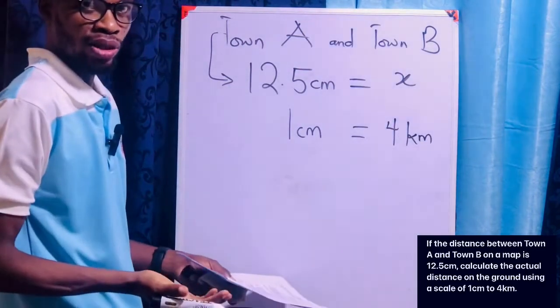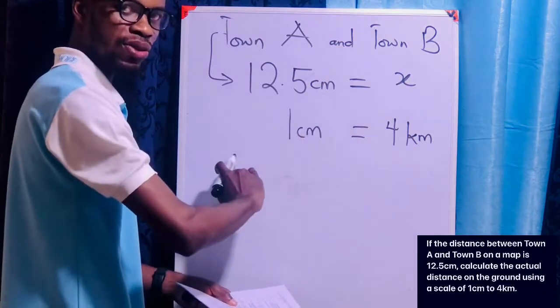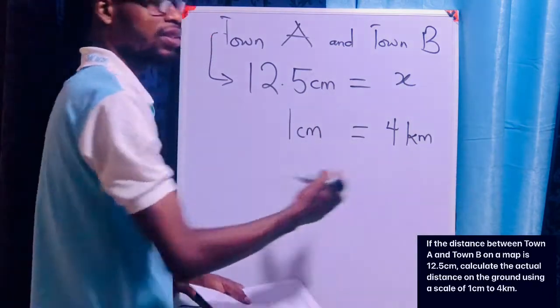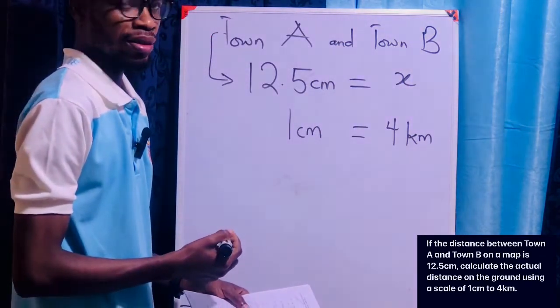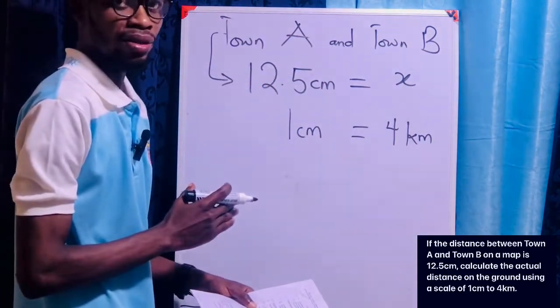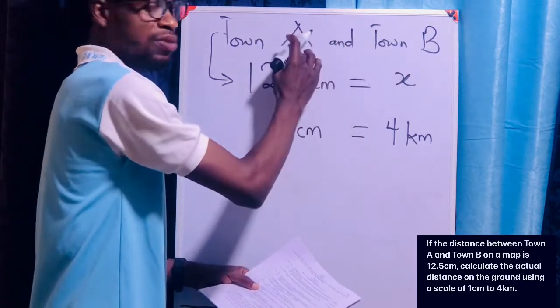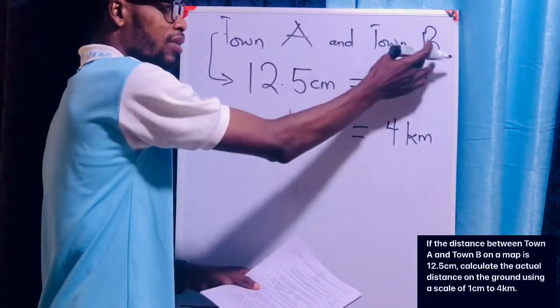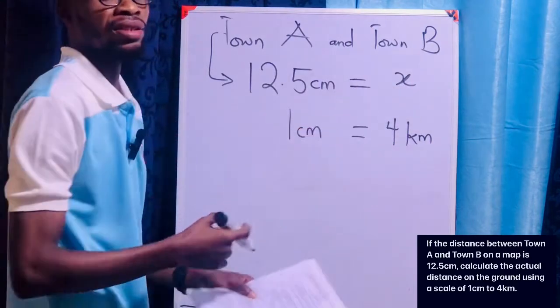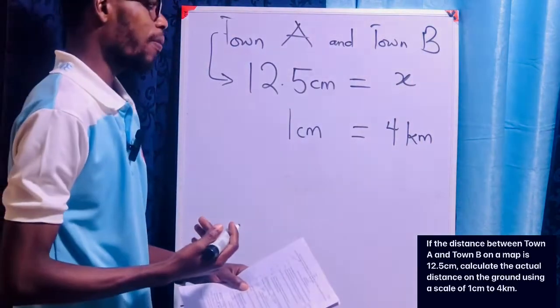is equal to 4 kilometers. So you see this one too. The scale given in the question has the map distance on this side and the actual distance on this side. But the map distance has been given for the second scale, which is showing the distance between town A and town B, but the actual distance is not known. And that is what we are finding. That is what we are looking for.